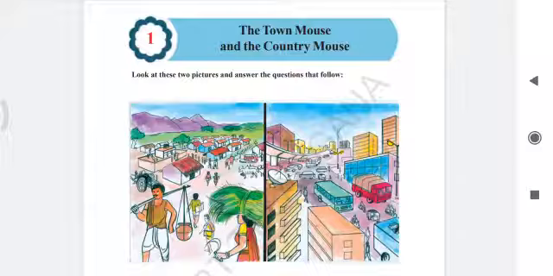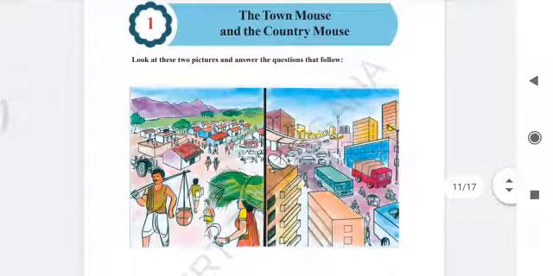We can see the title there, The Town Mouse and the Country Mouse. Look at these two pictures and answer the questions that follow. Look at the differences between these two pictures. On the left side we see a village atmosphere. On the right side in the picture we can see a city atmosphere with a lot of vehicles, buildings, factories, electrical poles, lights, communication and all.